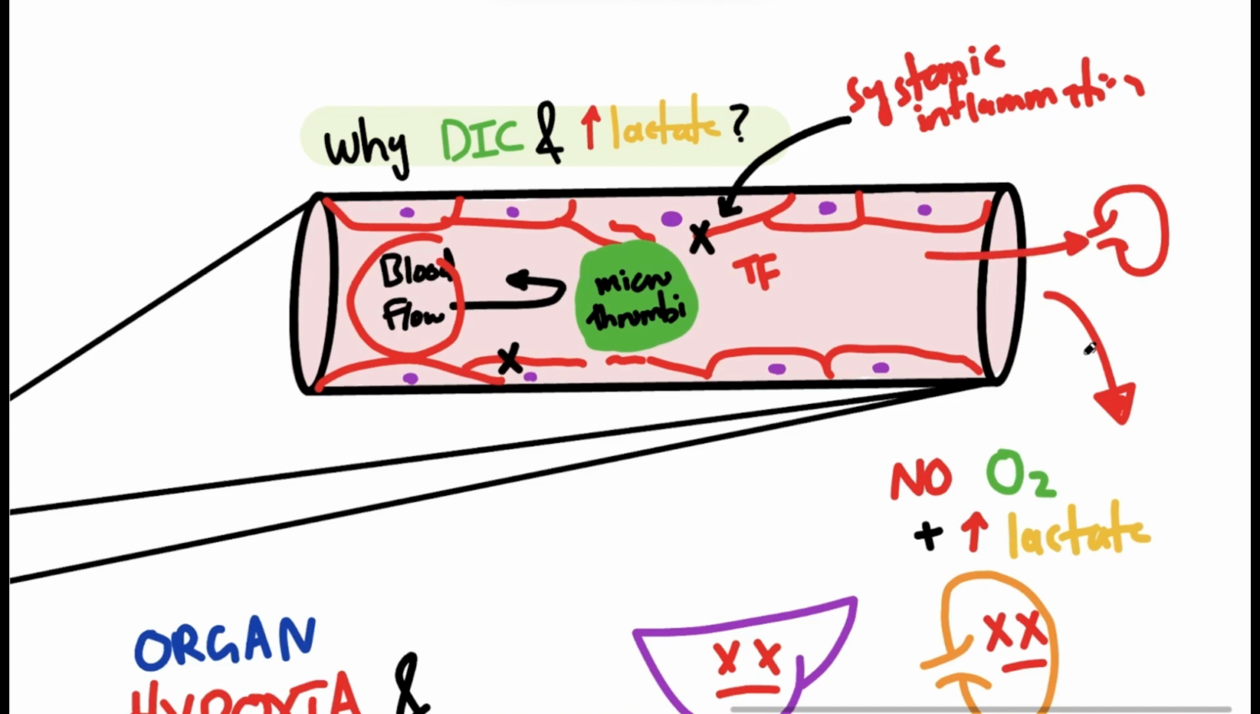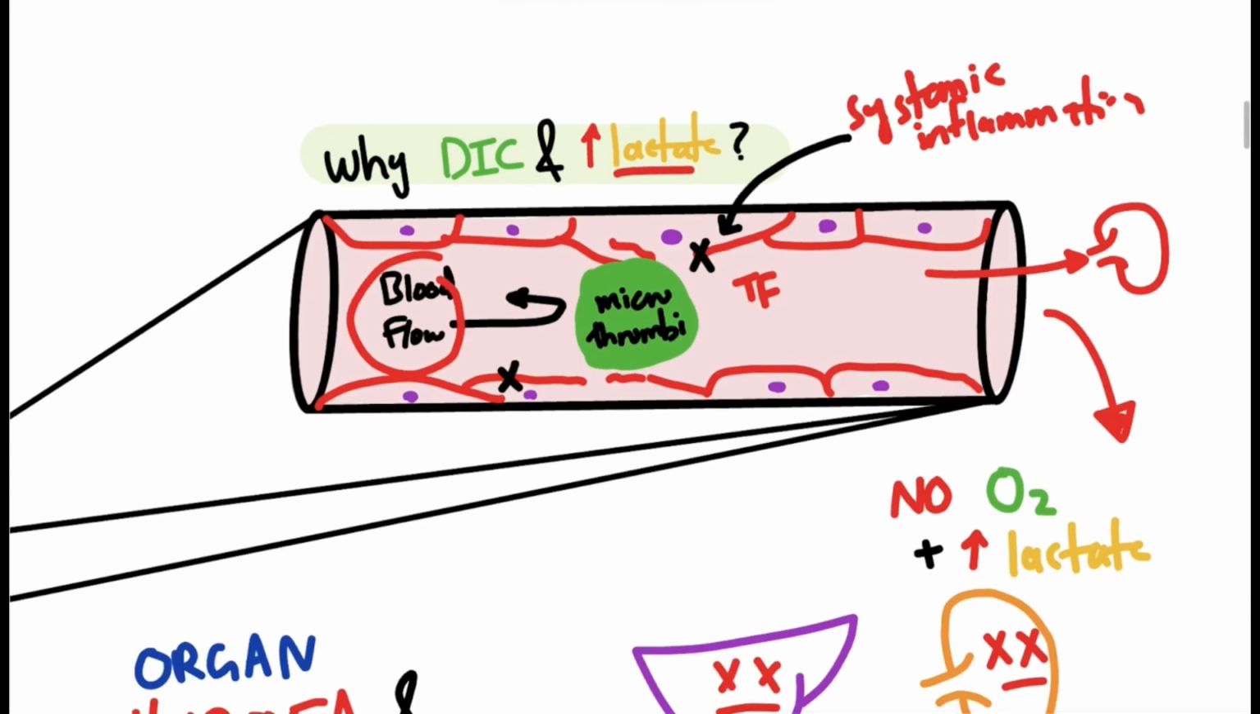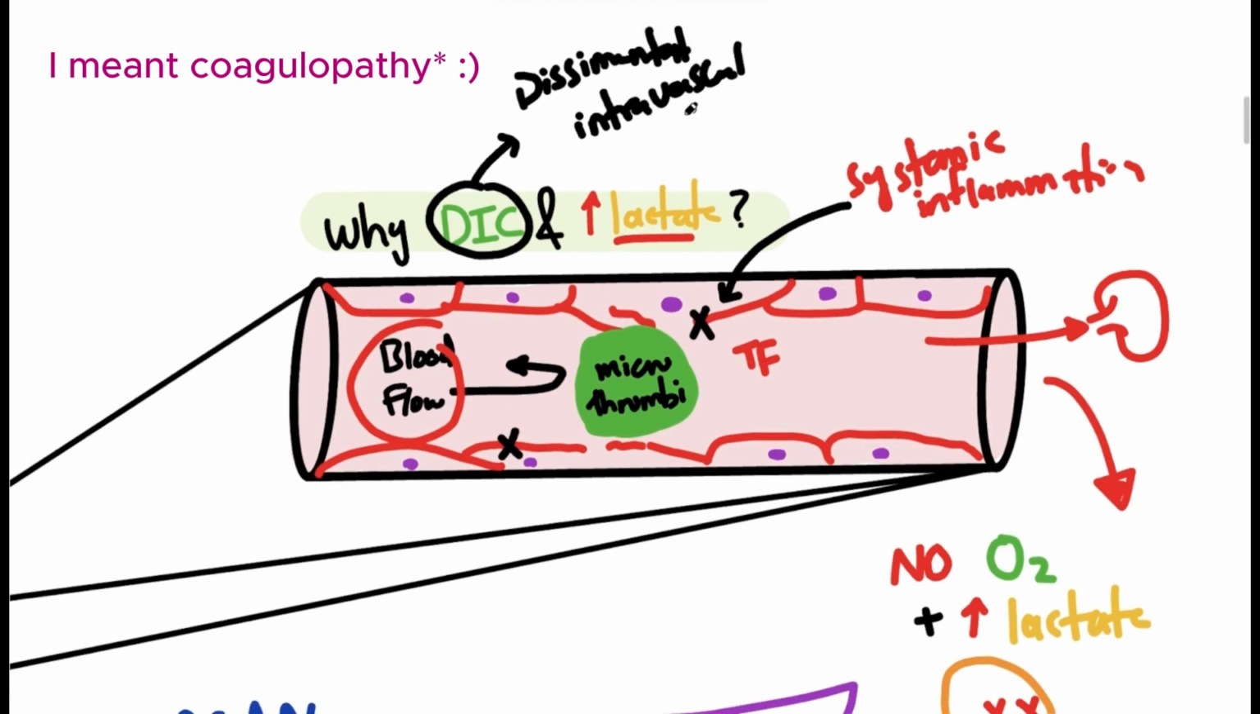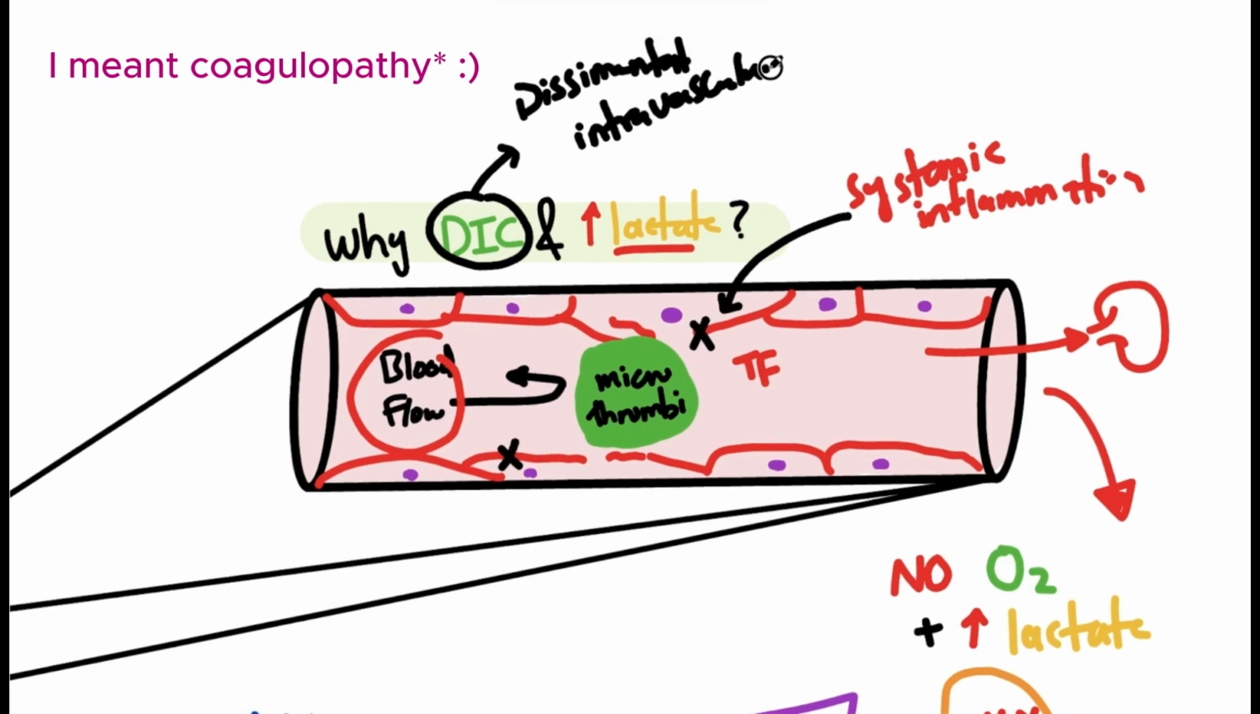Now, what's going to happen here, apparently, is that they have hypoxia. And because of hypoxia, they're going to turn from aerobic into anaerobic. And therefore, we have lactate, apparently. So again, oh, we forgot DIC. So what is DIC? DIC is disseminated intravascular coagulation. And this is really bad because intravascular coagulation.